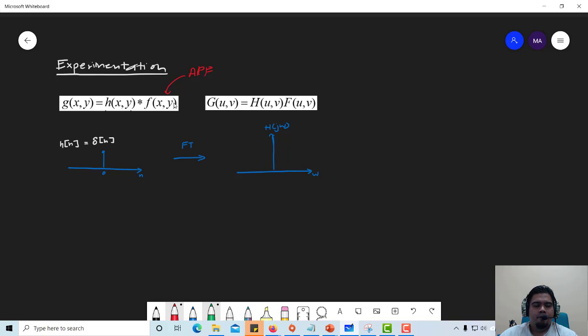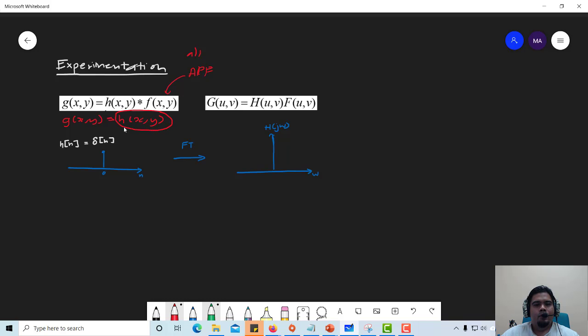If our f here is an all pass filter, meaning an identity transformation function, it does the same. Identity transformation function or all pass filter will do the same. Then at the end, if your f is an all pass filter, you can say that my g(x,y) is equal to my h, which is the one we want to estimate.